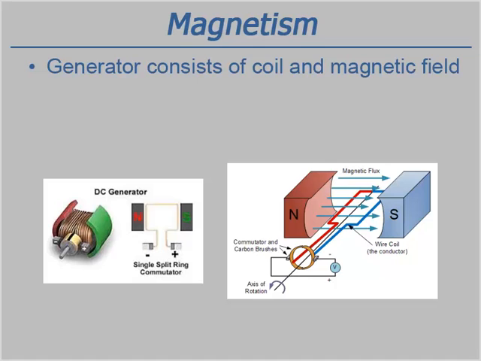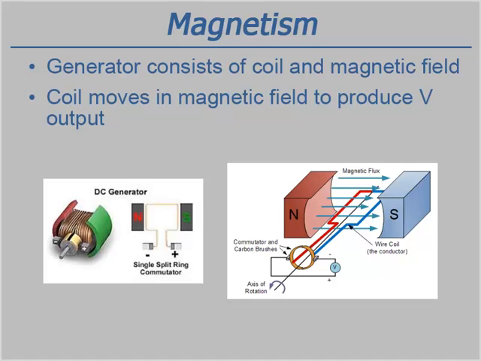A generator consists of a coil and a magnetic field. When the coil rotates in the magnetic field, a voltage output is produced, as was previously described in the module on magnetism and magnetic induction. Since generators are used to produce either AC or DC current, one DC source is a DC generator. Generators will be discussed in more detail in a later module.